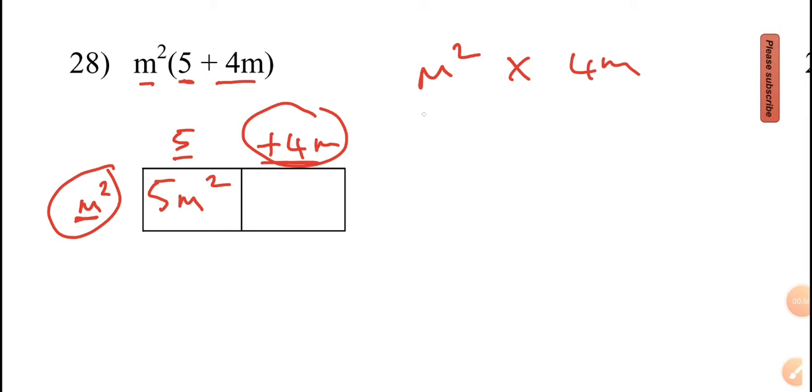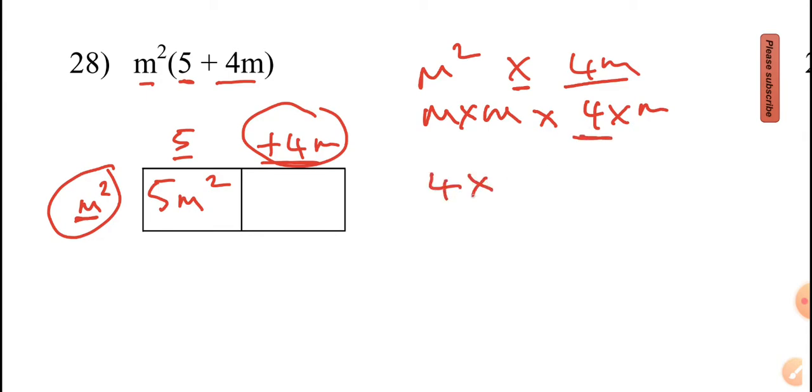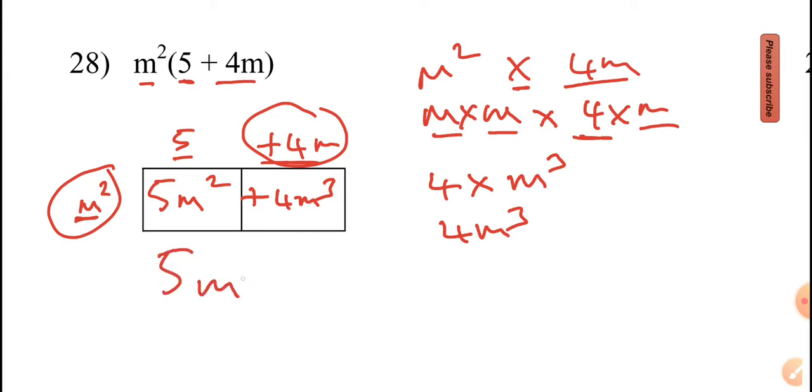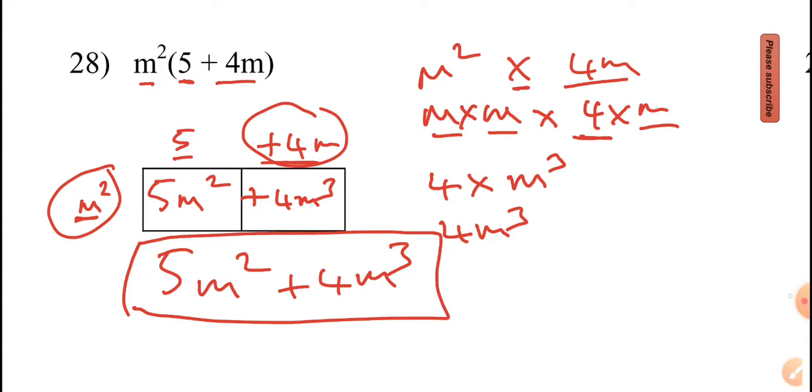So what does the m square mean? M square means m times m, and 4m means 4 times m. And because of the times sign here, we just copy the times sign there. So we've got 4 times 1, 2, 3, so m cube, which we can just write as 4m cube, and it's positive, so the answer is plus 4m cube. So the final answer is going to be 5m squared plus 4m cube. So this is the final answer.